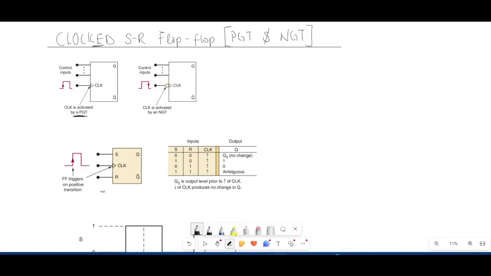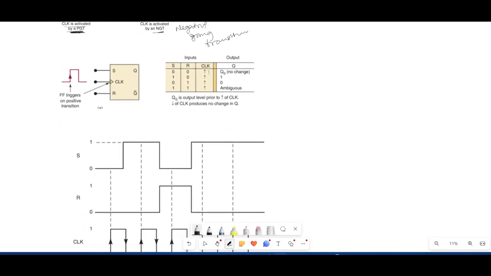So here the clock is activated by PGT, a positive going transition. You can see when it's going up. And here the clock is activated by NGT, negative going transition. So that's when the clock is going downwards. In the case of this clocked SR flip-flop, we're going to be working with PGT, that is the positive going signal going up. That's what we're going to be working with for this particular example.